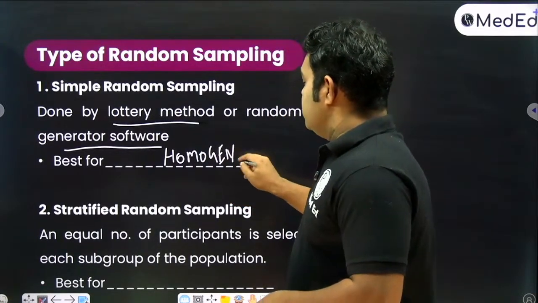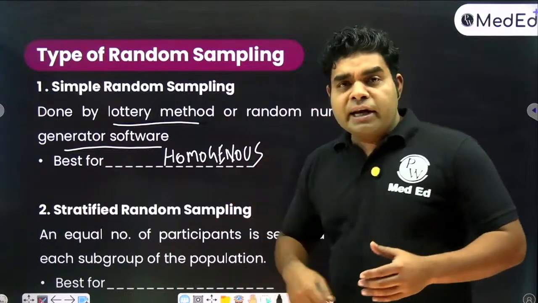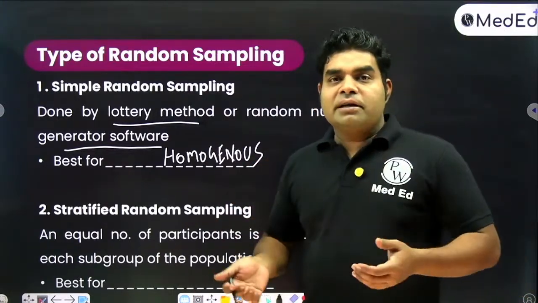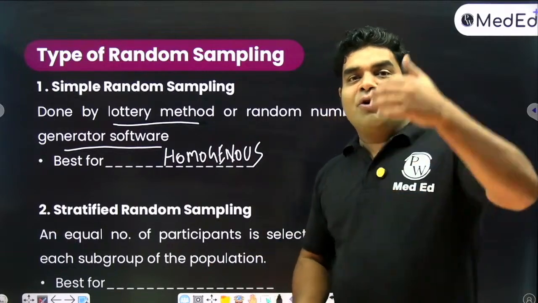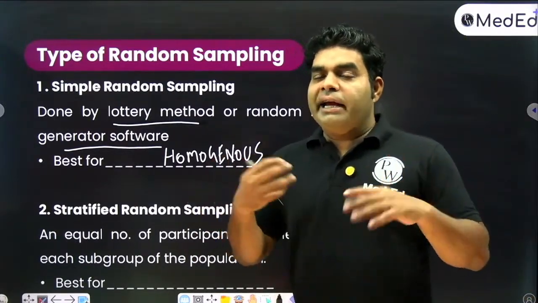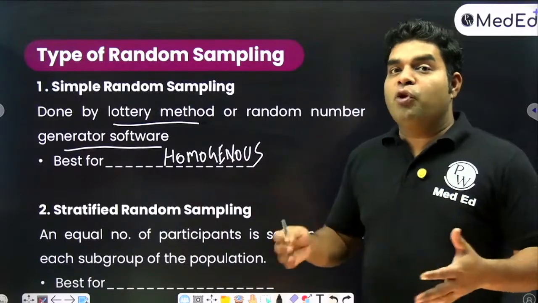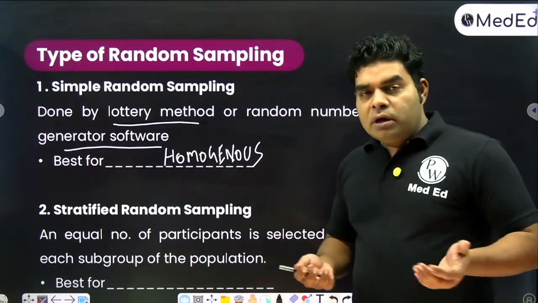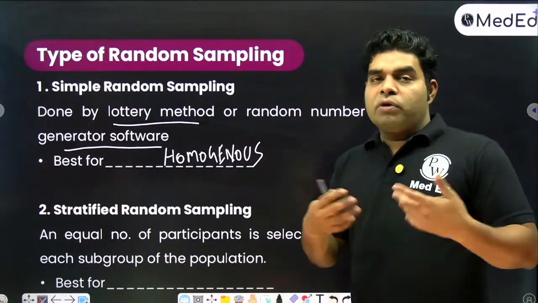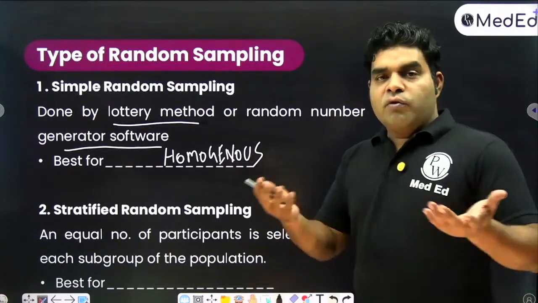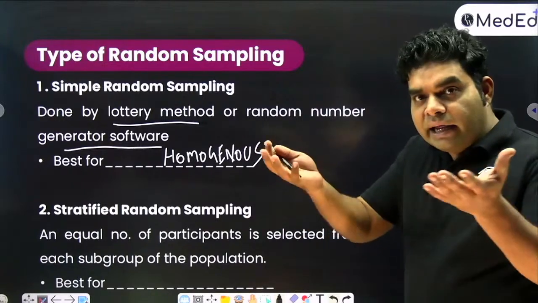See, homogeneous means those who are equal to each other. Like in watching movies, it doesn't matter whether you are sitting in the front row or back row. Anyone of the batch can be taken to know how many movies you watch in a week. Right? In the matter of movies in a week, you are all equal. Whether I choose a boy or a girl doesn't matter. For movies, everyone watches, so I can directly take the sample randomly.